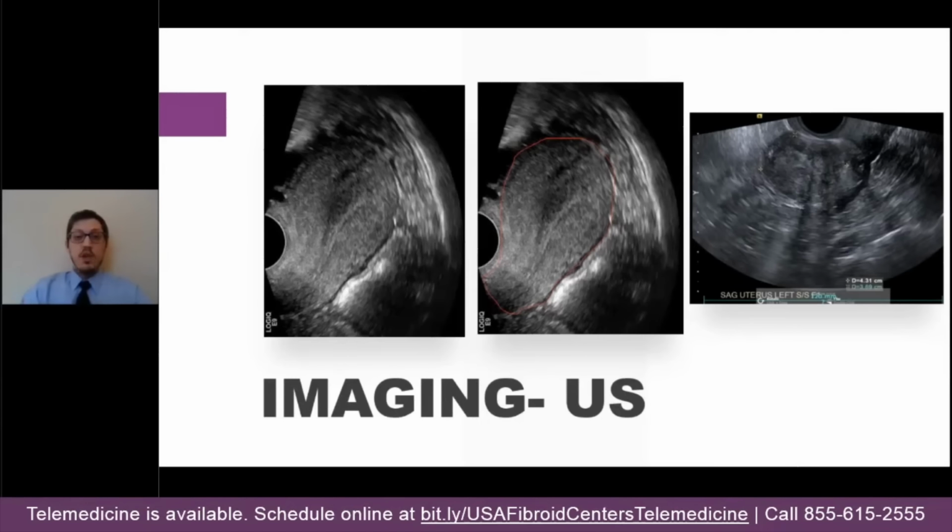Here's an ultrasound. The first two images are identical, just with the red drawing around the uterus. That's what a uterus looks like on an ultrasound image. All the way on the right of the screen, here's a picture of a fibroid about 3 centimeters. It's a round mass that's growing in the uterus.